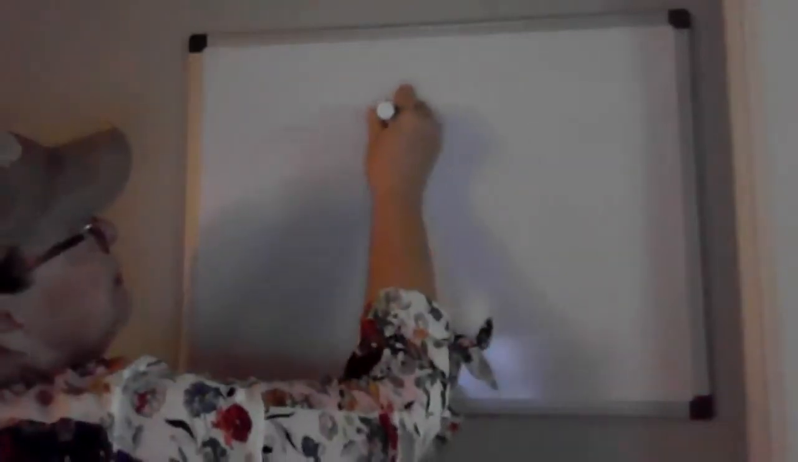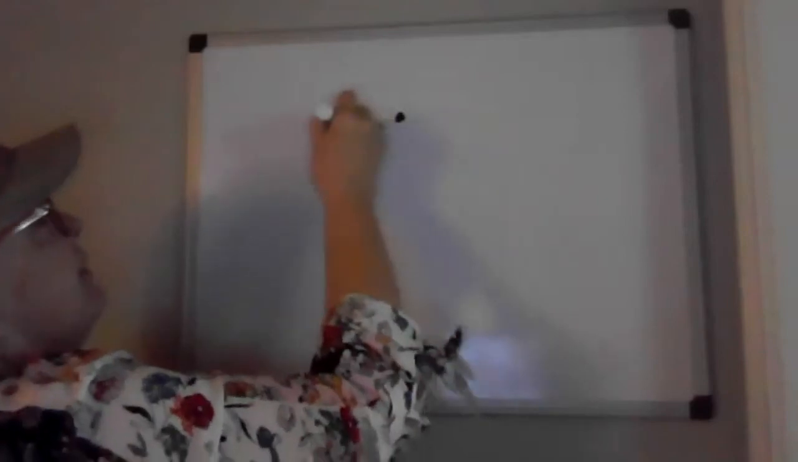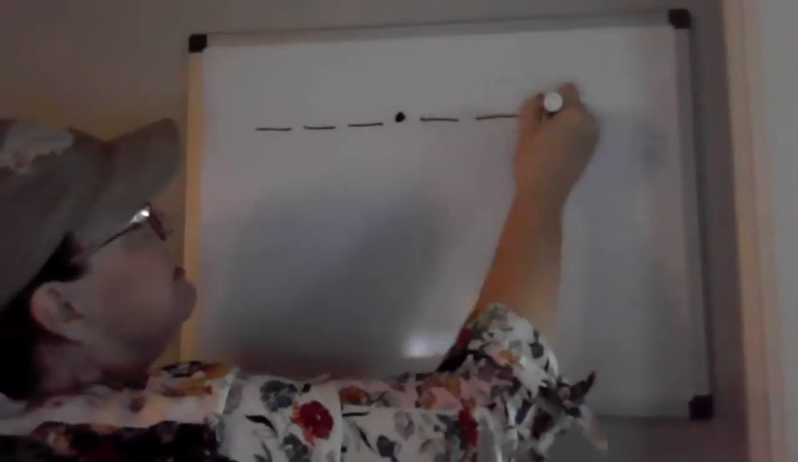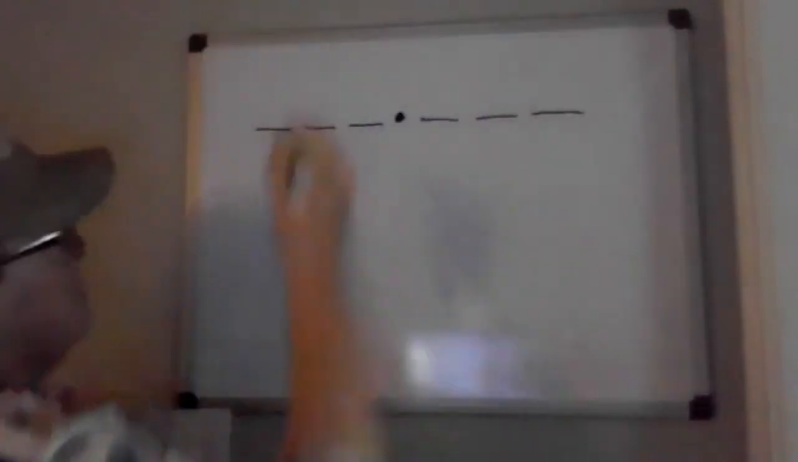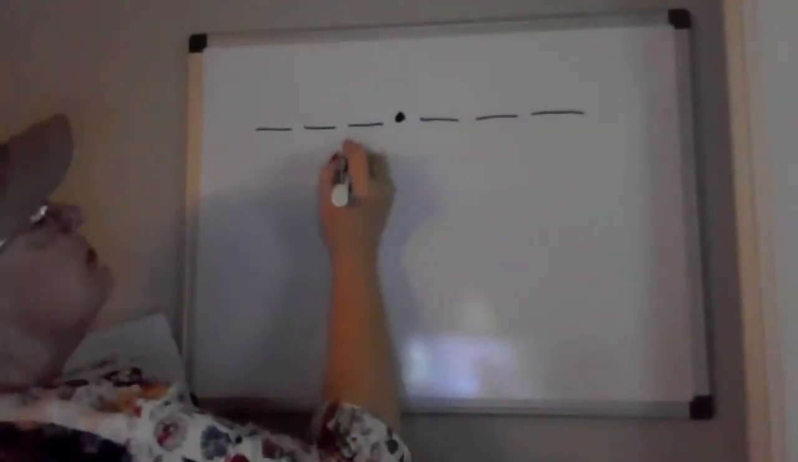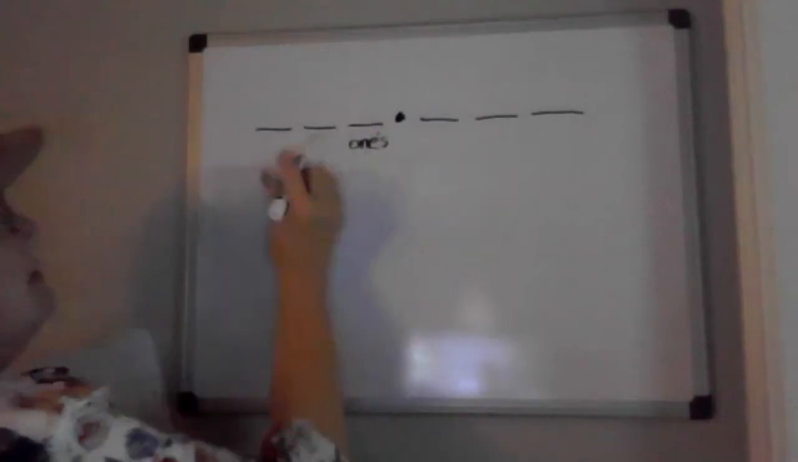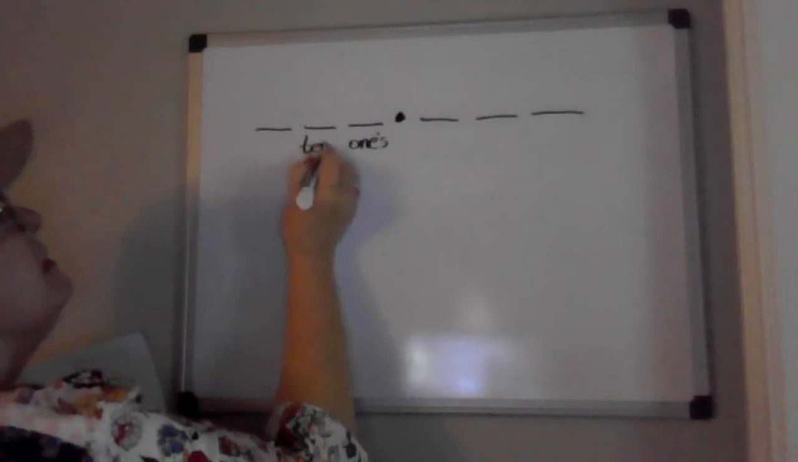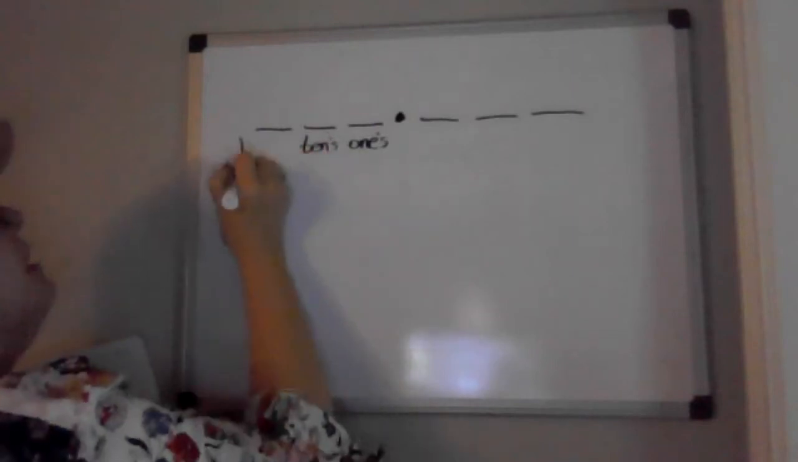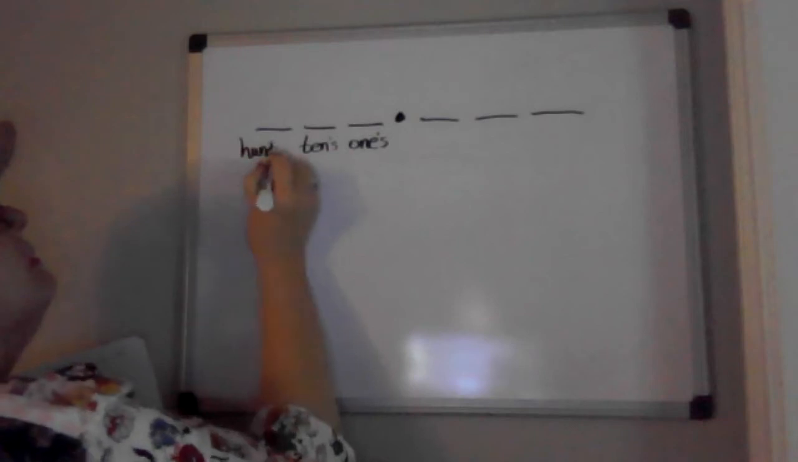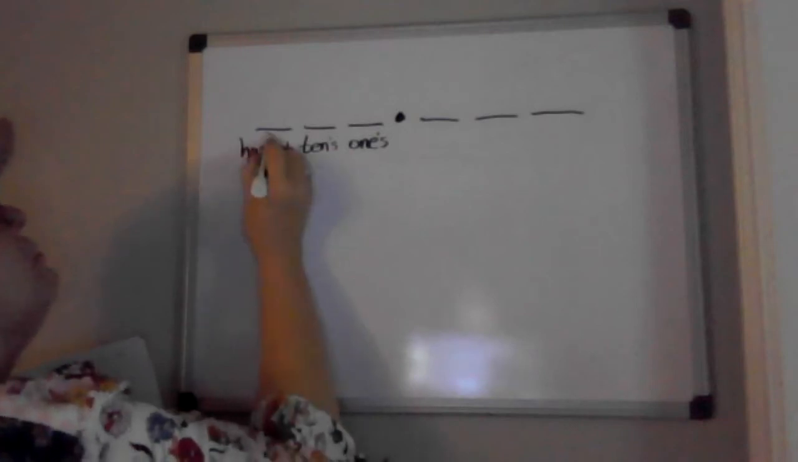Okay, now what we're going to do is talk about place values. That means that if I have a decimal number and I have a place here and a place here and a place here, and so on, both ways, then this is called the ones. This is the ones place. This is the tens. This one is the hundreds. And so on.